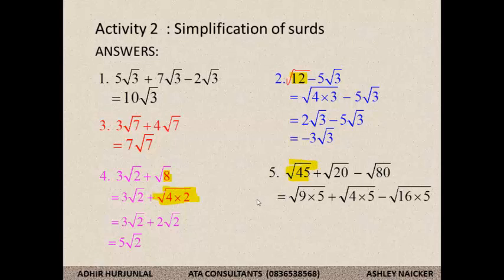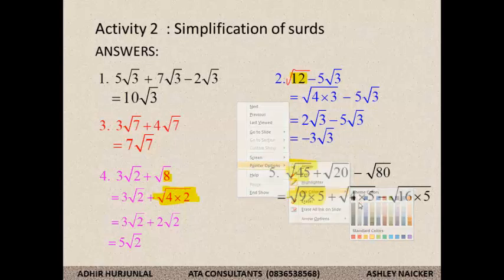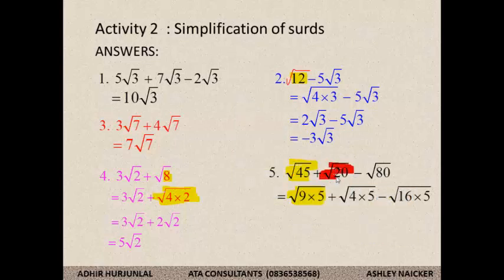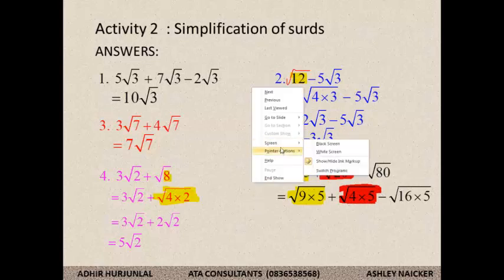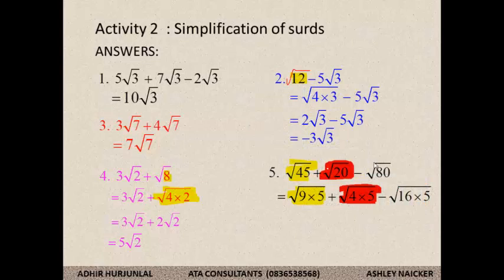Square root of 45 is equal to the square root of 9 times 5. Guys, are we okay with that? The square root of 20 is equal to 4 root 5. Are we happy with that? Let's go to something else.